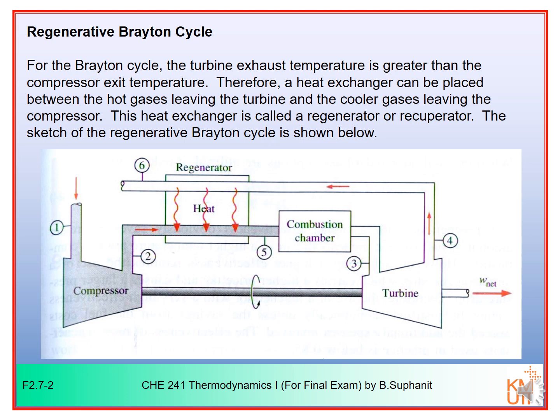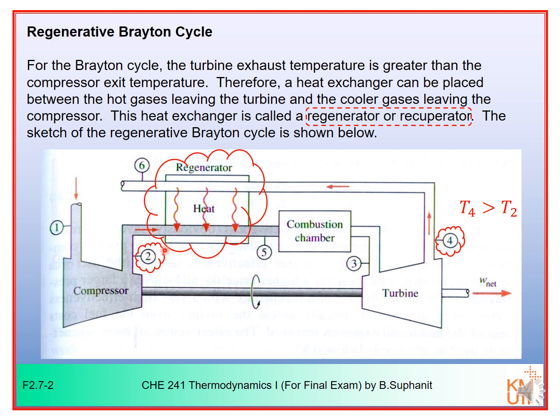Now let's have a look at how we can apply a regenerative scheme into a simple gas turbine cycle. For a simple gas turbine cycle, if the temperature at the turbine exit, T4, is greater than the temperature at the compressor exit, T2, you can see that we have a potential to recover heat from the turbine exhaust. This heat recovery could be achieved by using a heat exchanger. Here in this case, we call it a regenerator or a recuperator.